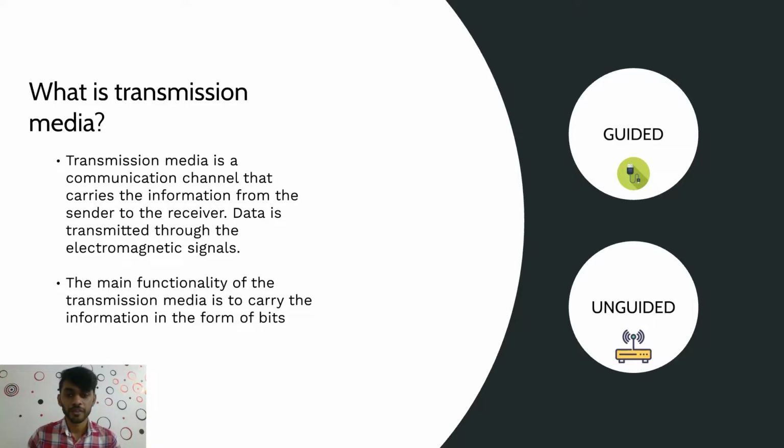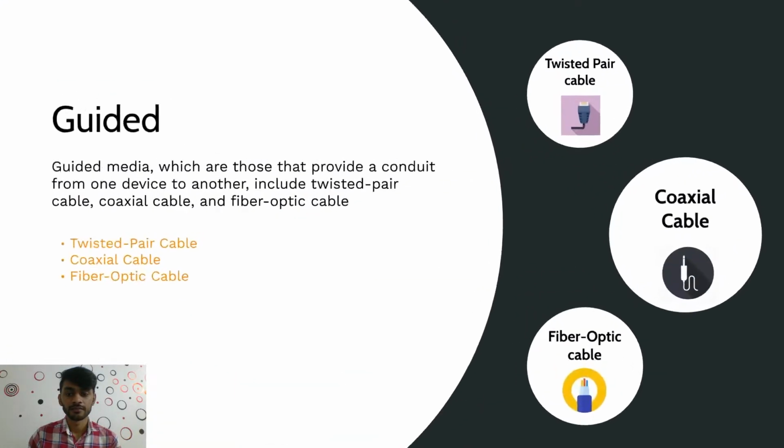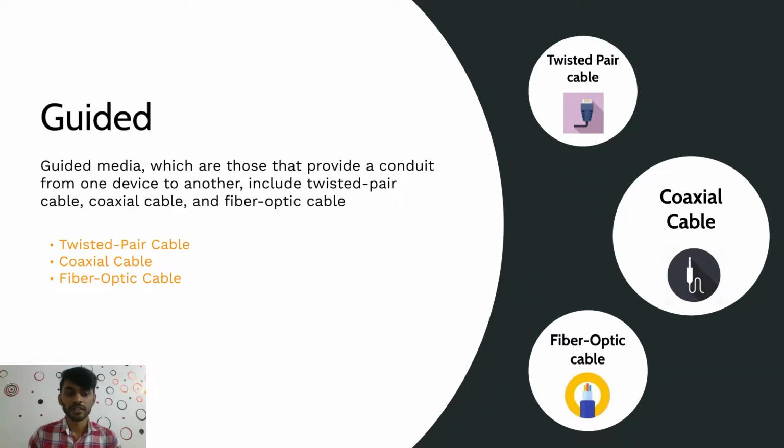Under transmission media, we have two types. One is guided media and the other one is unguided media. Let us understand what is guided media. Guided media, which are those that provide a conduit from one device to another, include twisted pair cable, coaxial cable, and fiber optic cable.